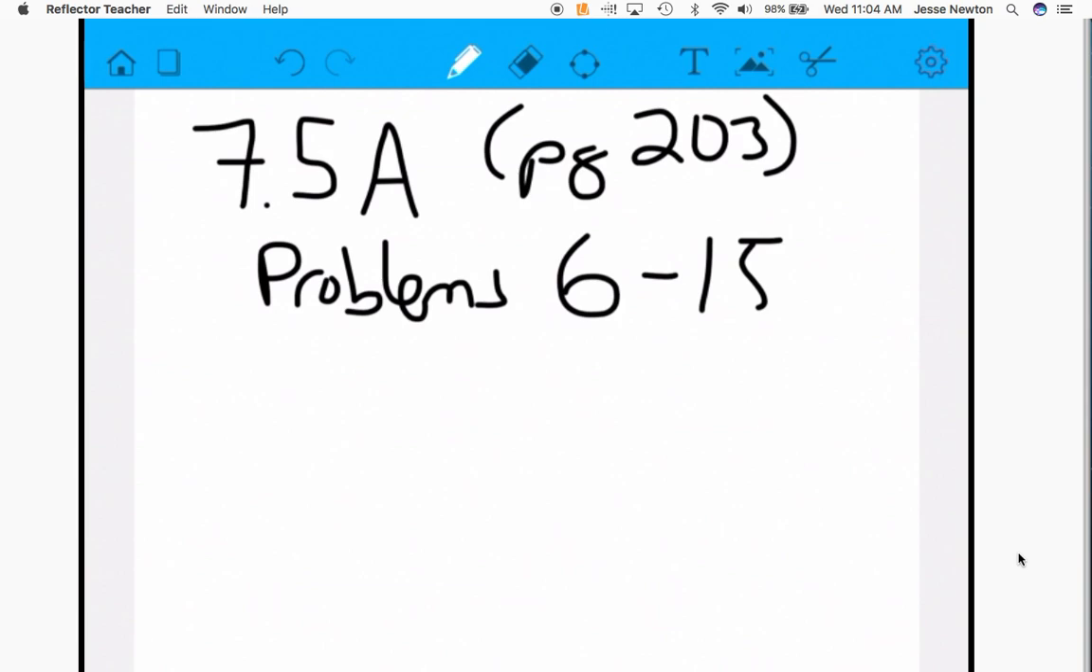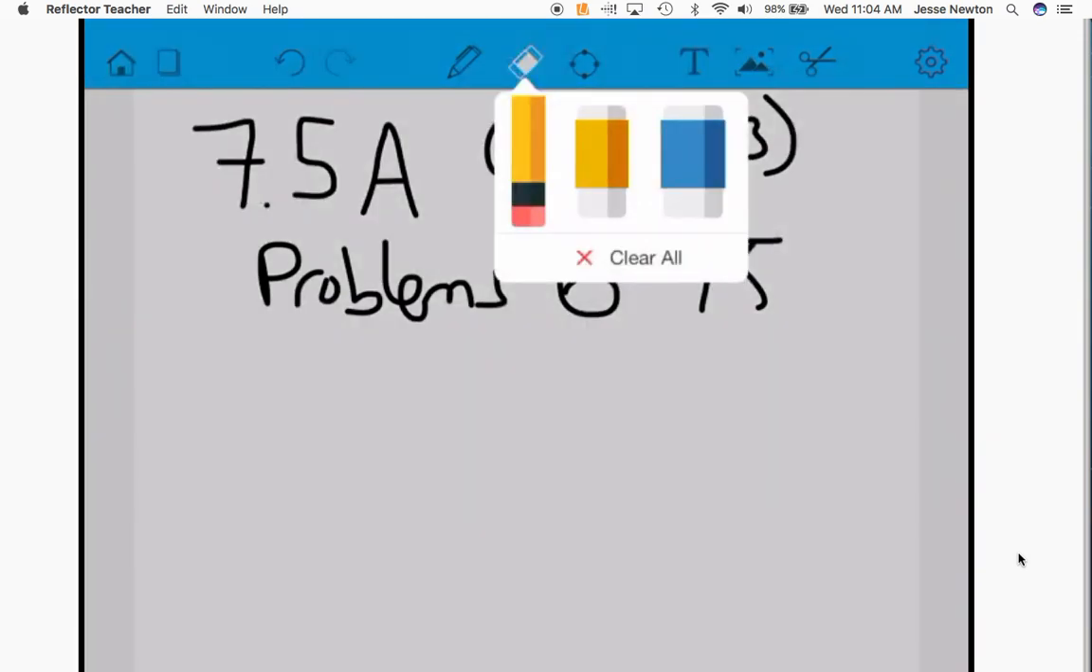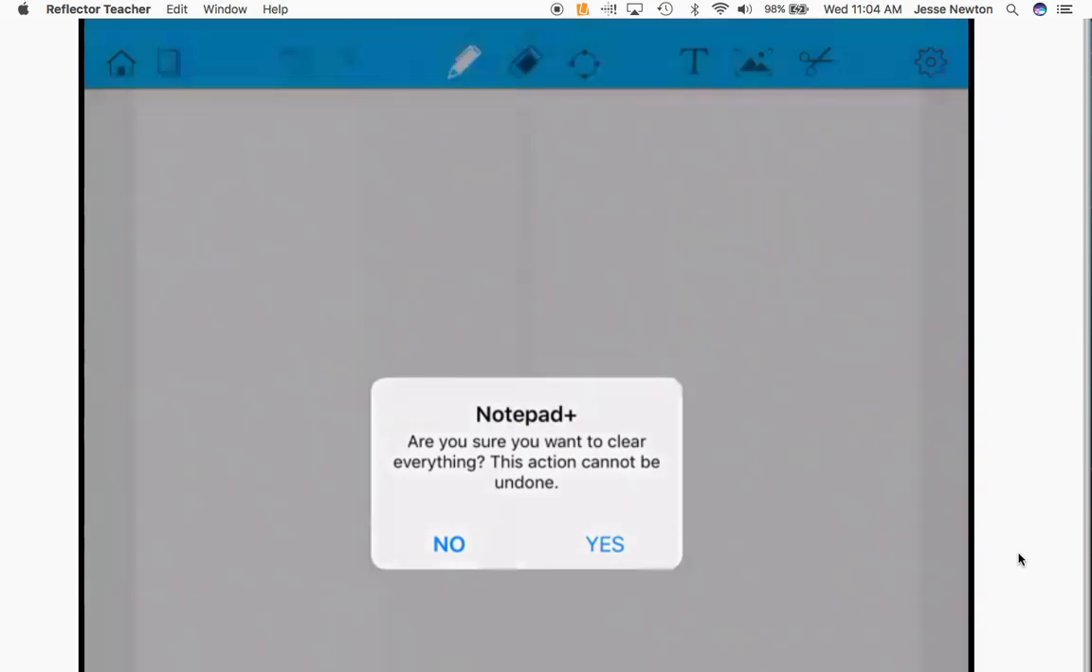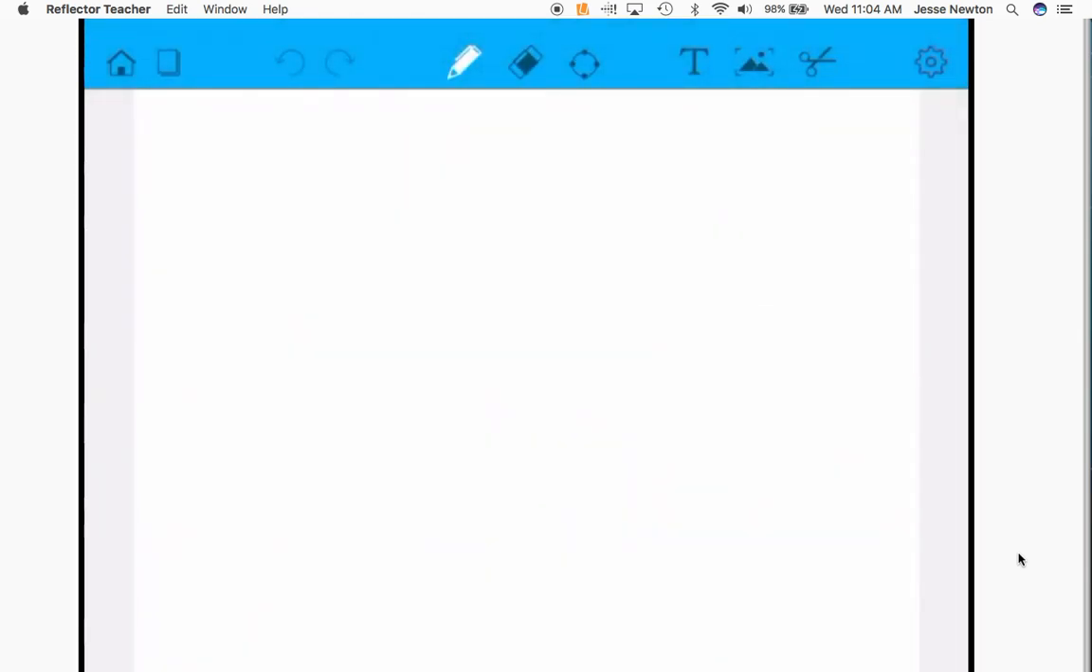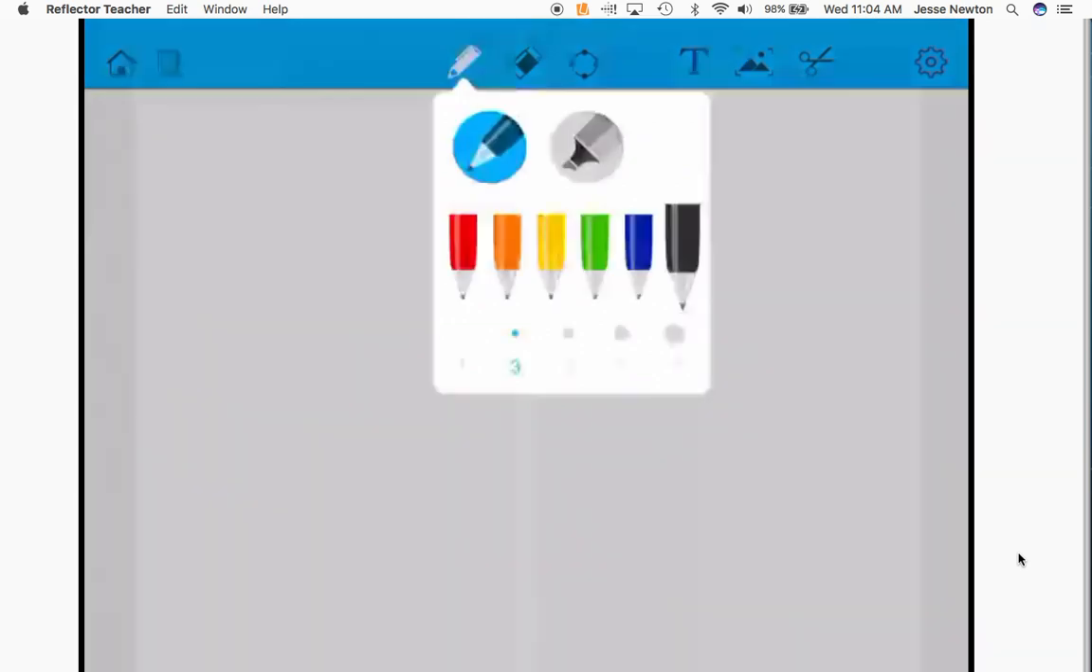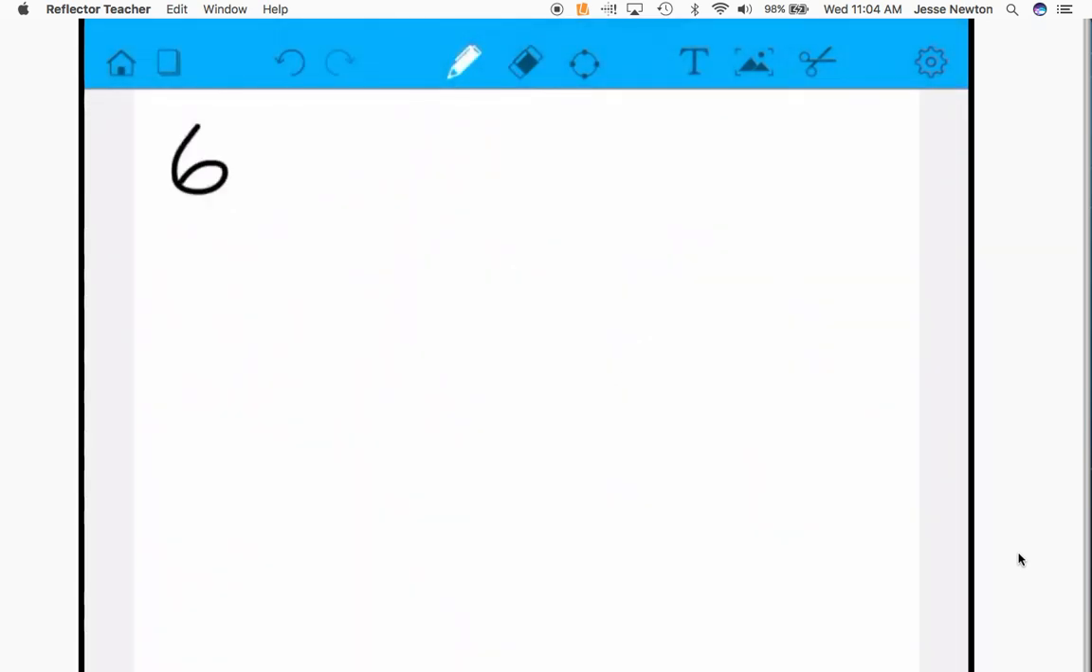For this homework or assignment, you are asked to do exercise 7.5a on page 203, problems 6 through 15. For this assignment, you are asked to prove whether or not these arguments are valid or invalid using the method of Venn diagrams. So we're going to begin by looking at problem number 6.